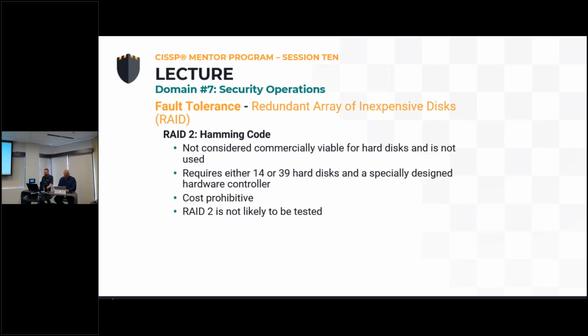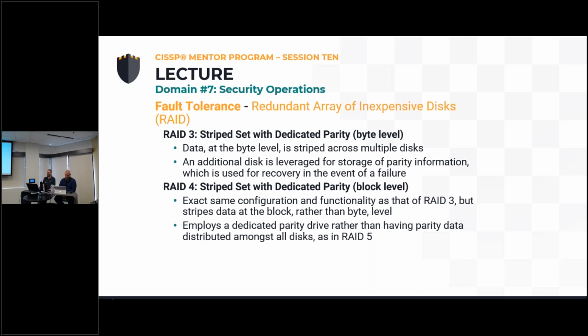RAID 2, I don't think this has ever been out there, but you need to know it. Hamming, and not what you do for like on the smoker. Not used. 14 or 39 hard disks, special hardware controller, prohibitive. It's 14 or 39. I know, it's so random. Who came up with that? So if you see those weird numbers on there, it's going to be hamming, but I would be stunned if RAID 2 was on the test. If you get a question, you're like, that is not any of the RAIDs that we talked about. There you go, RAID 2.